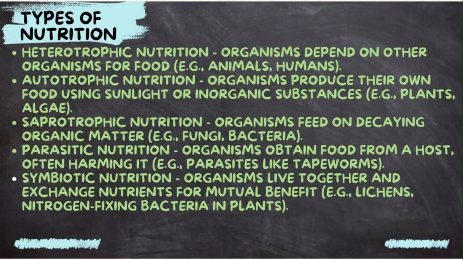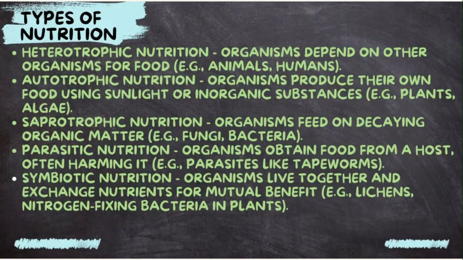the type of symbiotic relationship that would result in mutual benefit would actually be a mutualistic symbiotic relationship, meaning that both organisms benefit, they live together and they exchange nutrients, as in you do something for me, I do something for you. Then you also have commensalism, which is where one organism benefits without harming the other one, right?